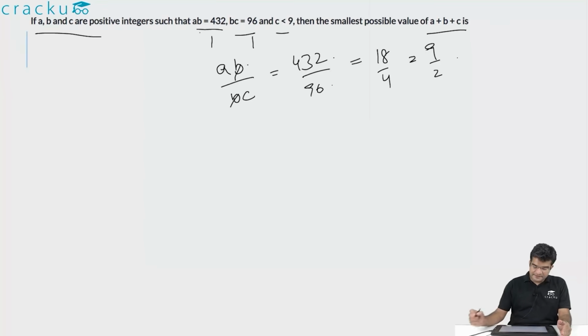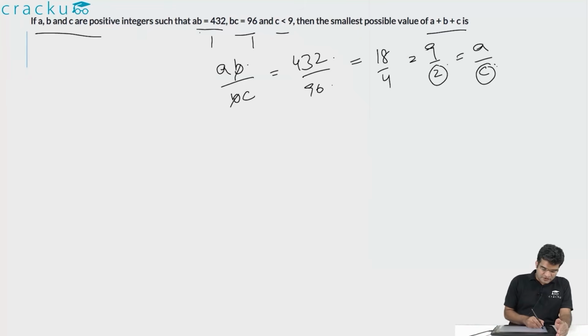We can cancel b from the numerator and denominator, or the value of a divided by c is equal to 9 by 2. This would imply that c is definitely an even number, because the ratio of a by c is 9 by 2 and a is a natural number. It would imply that c is an even number. So the value of c can be either 2 or 4 or 6 or 8, because we are told that c is less than 9.